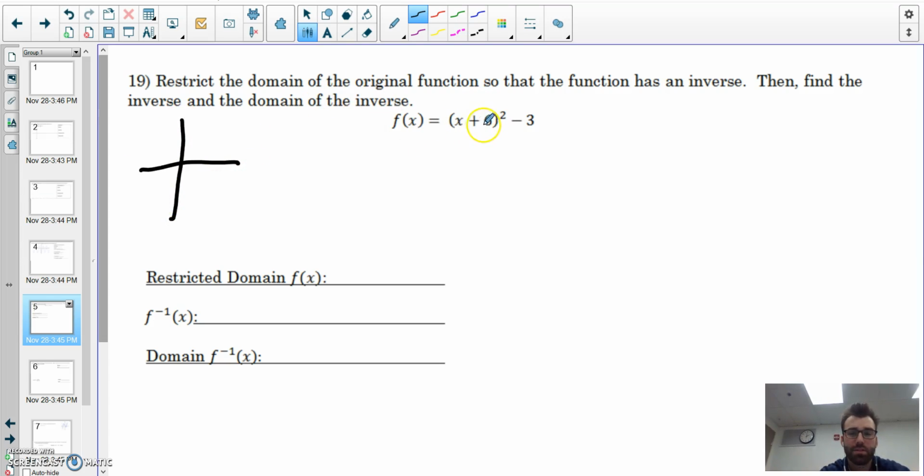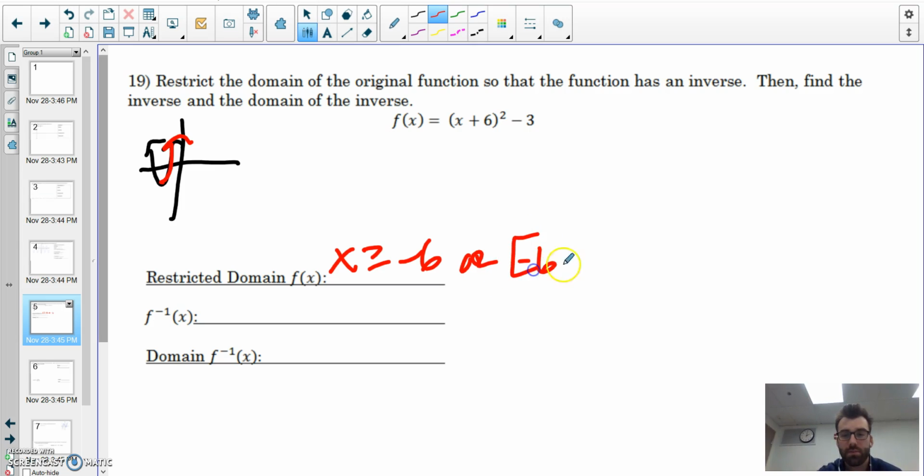All right, if I think about this graph, my parabola is going to shift 6 units to the left and then 3 units down, so it'll look like this. Right? But we always only want one part of it. I only want the positive half. All right, if I only include the positive half, my function will be 1-to-1. It will pass the horizontal line test. So I'll say x is greater than or equal to -6, or I could write -6 to infinity.